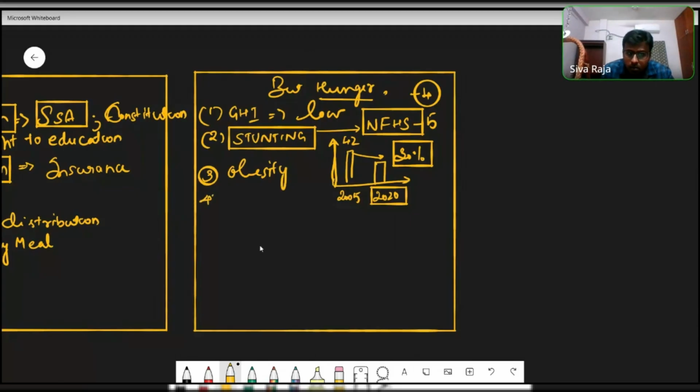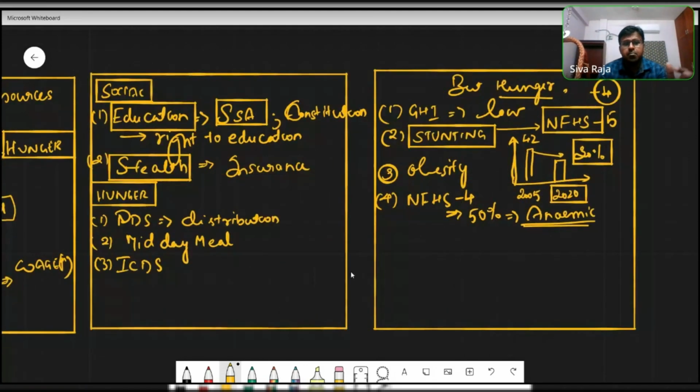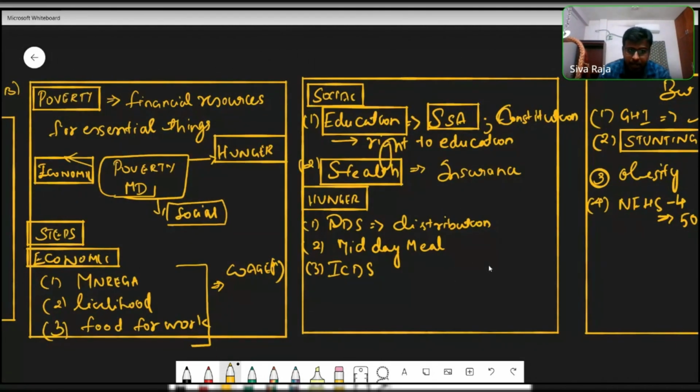or you can talk about the same National Family Health Survey, which says that 50% of women in India are anemic. Okay, 50% are anemic. So see, slowly you have established the fact that poverty is there. Poverty has a multi-dimensional facet, but for resolving poverty, these are not the only steps. You can mention many other steps also.